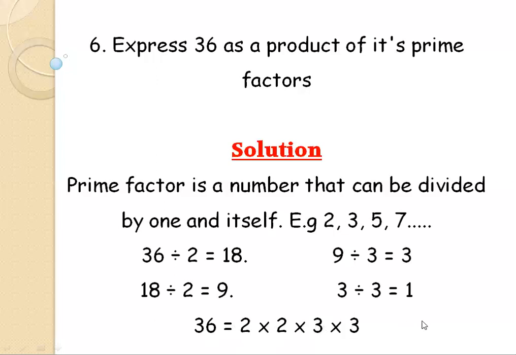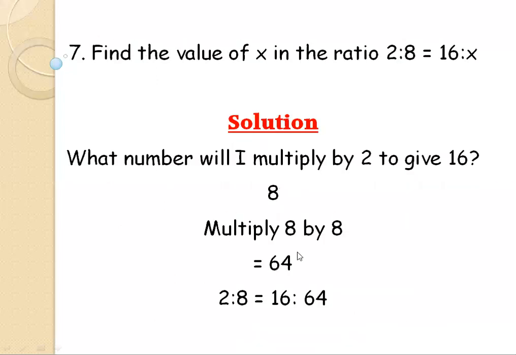You see that? Okay. The next question says, find the value of x in the ratio 2:8 is equal to 16:x. Now, in ratio, what we're just doing is comparing numbers. What it simply means is there is a relationship between these numbers. Whatever I do to this to get this, I will have to do to this to get this. So what number will I multiply by 2 to give me 16? 8.